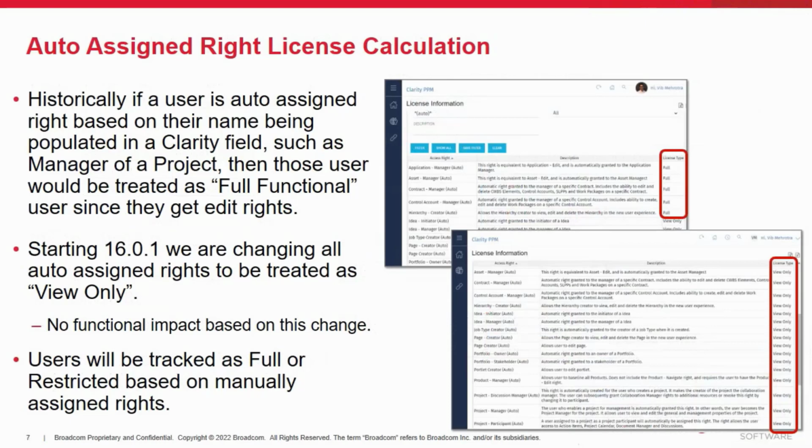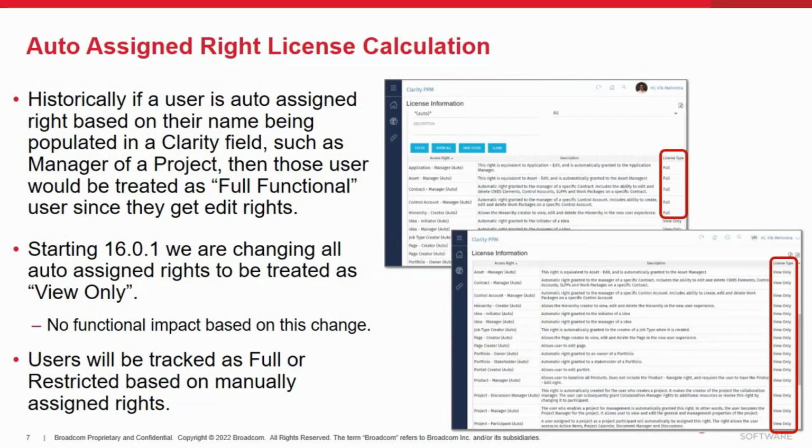The next change is the changes that we are making to our auto assigned rights. Several of our customers have been discussing with us that they would assign a resource such as a manager to a project, and by doing so, that user automatically is given an auto right, such as the project manage auto right. By getting that auto right, the user's license is then automatically tracked as a full functional right because that user has full edit access. However, customers have requested that they will make those assignments mainly for tracking purposes and not as much for the user to go in and make the changes.